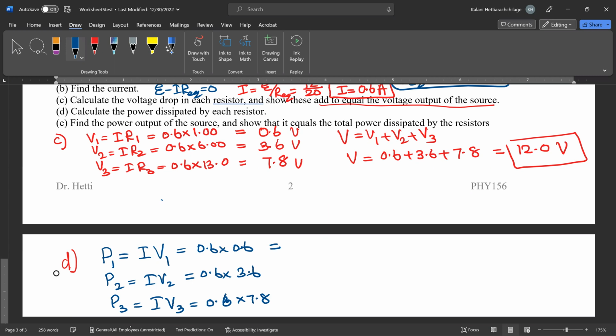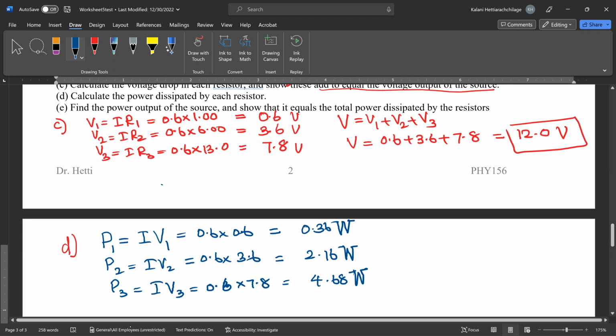And this will give you 0.36 watts. And this will give you 2.16 watts. And this will give you 4.68 watts. Okay, and that will be the answer for D.